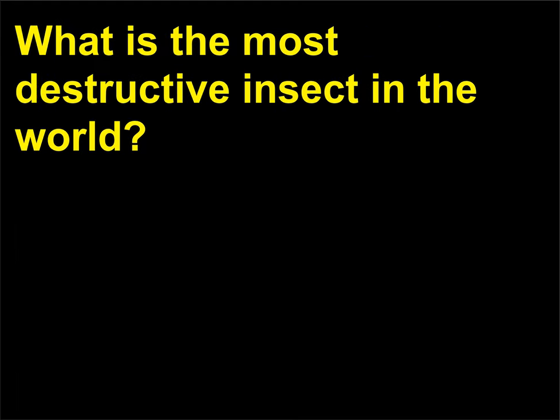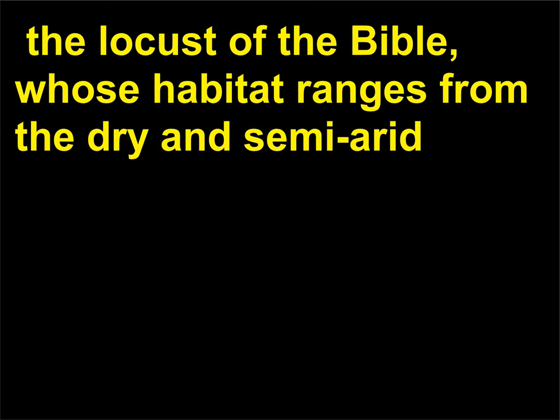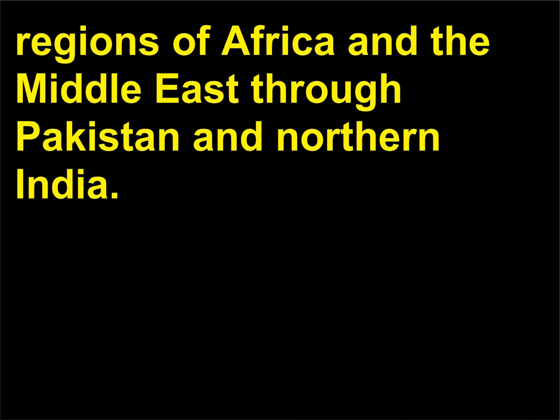What is the most destructive insect in the world? The most destructive insect is the desert locust, Schistocerca gregaria, the locust of the Bible, whose habitat ranges from the dry and semi-arid regions of Africa and the Middle East through Pakistan and northern India.